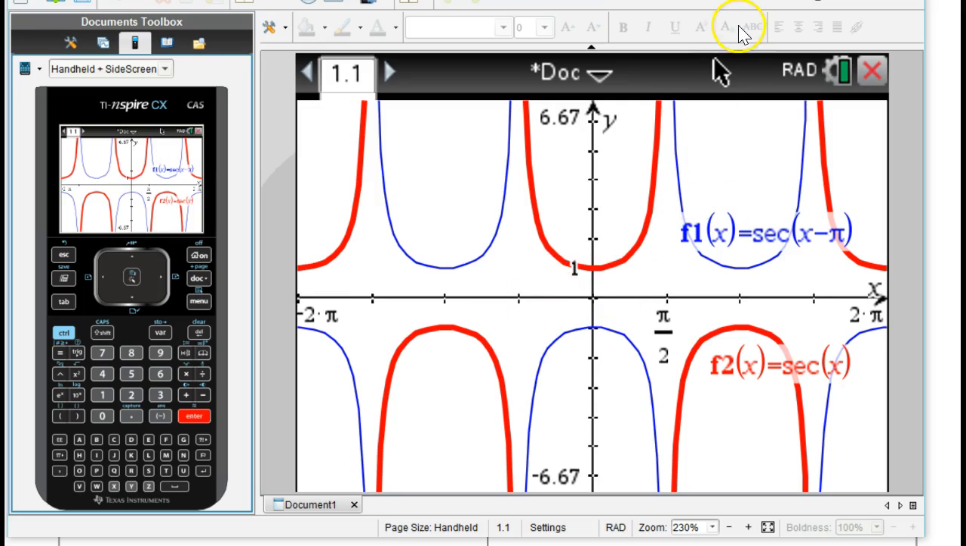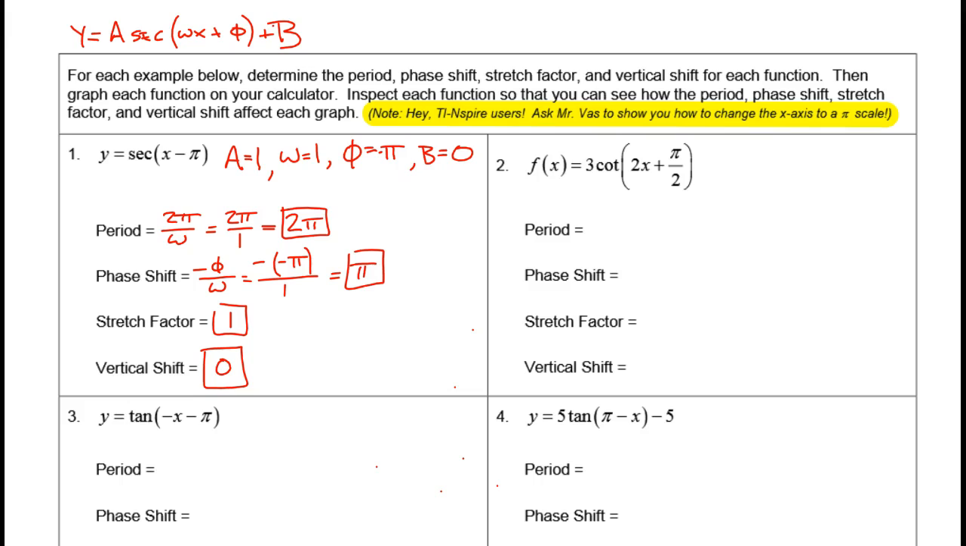Okay, so there you have example number 1. Let's move on to example number 2. This one looks to be more complicated. For this problem, I have an a value of 3. I have an omega value of 2. I have a phi value of pi over 2. And then I still have that vertical shift of 0.